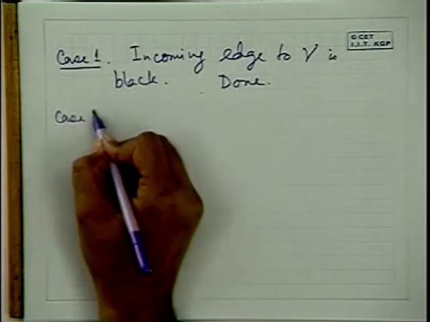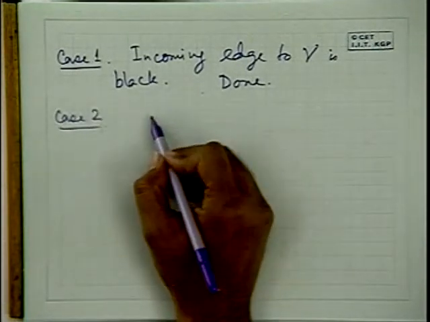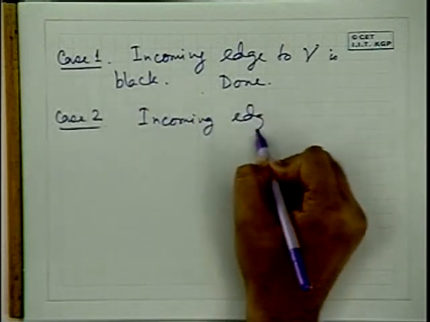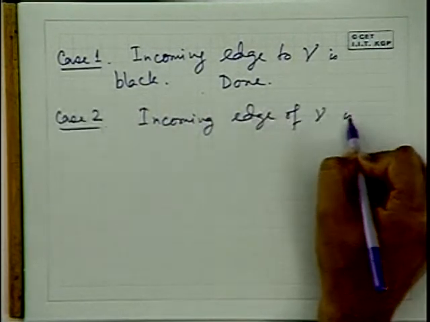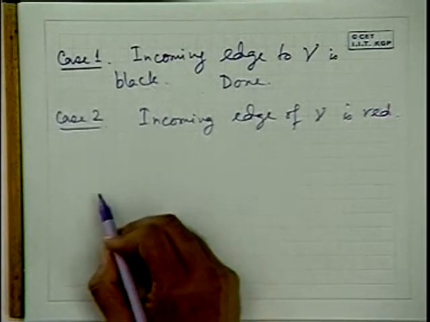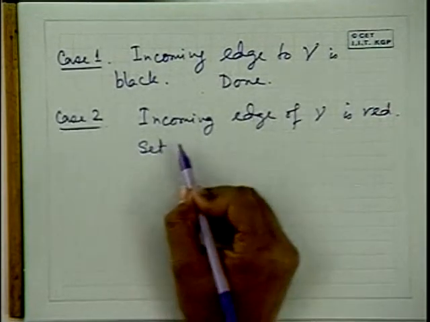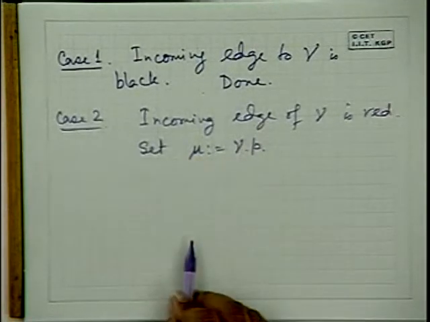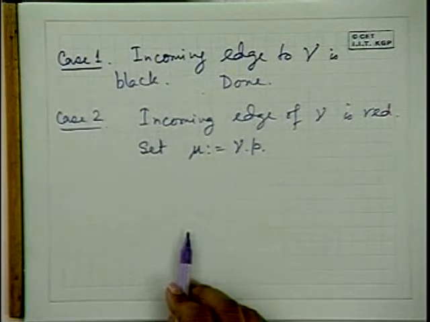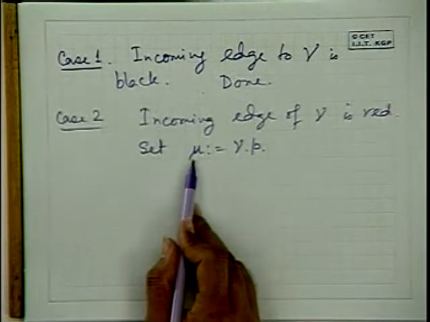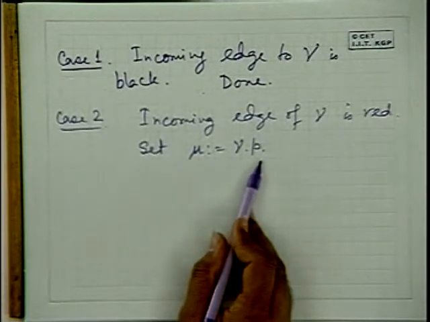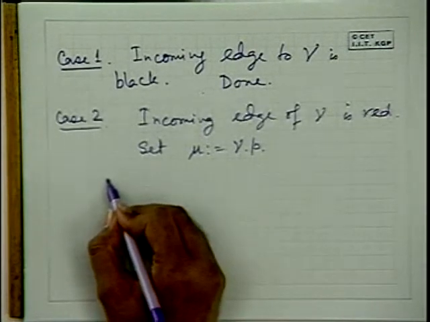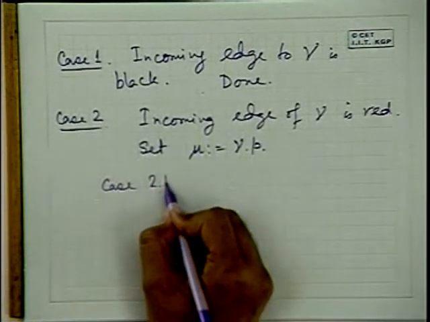Now case 2. The incoming edge of new is red. Let's set mu equal to new. We have to look into the parent of mu now. Let's assume mu is equal to mu dot p, the parent of mu. Now we have several cases. So case 2.1.